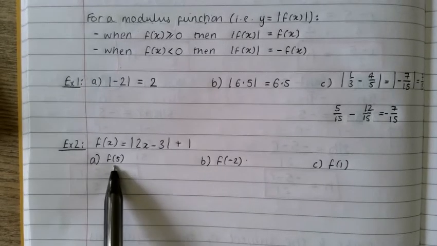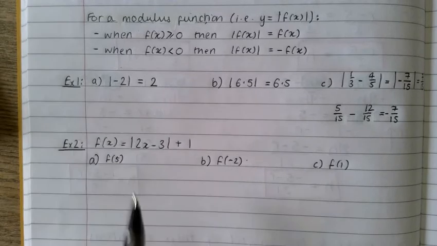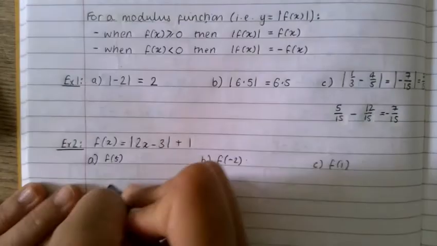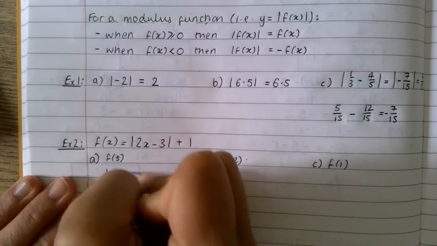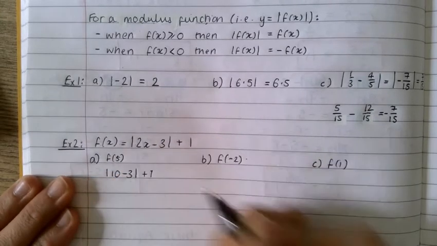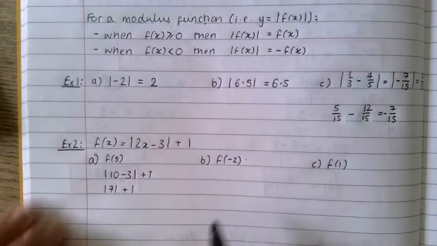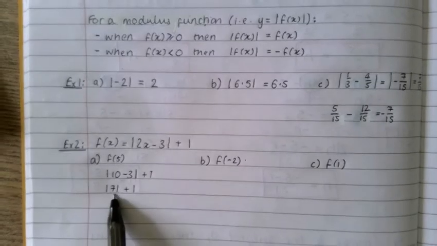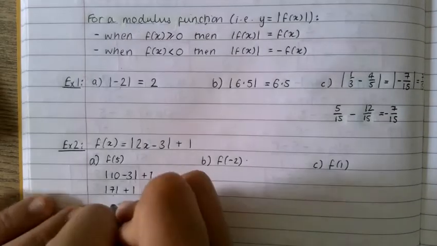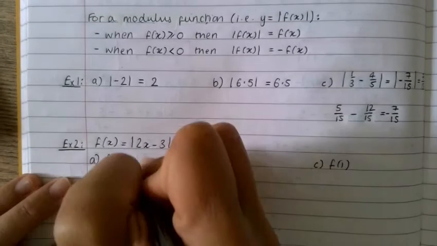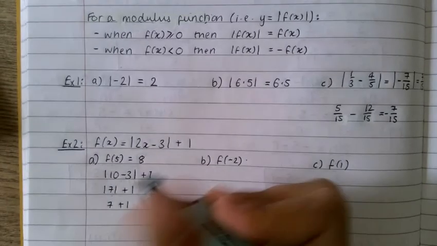So we're first going to substitute into our function the number x equals 5. So we're going to have the modulus of 2 times 5, which is 10, take away 3, all plus 1. And 10 take away 3 is 7. And then the modulus of 7 is 7, because it's already positive. So this is going to just be 7 plus 1. So our answer here is 8. I might highlight these.